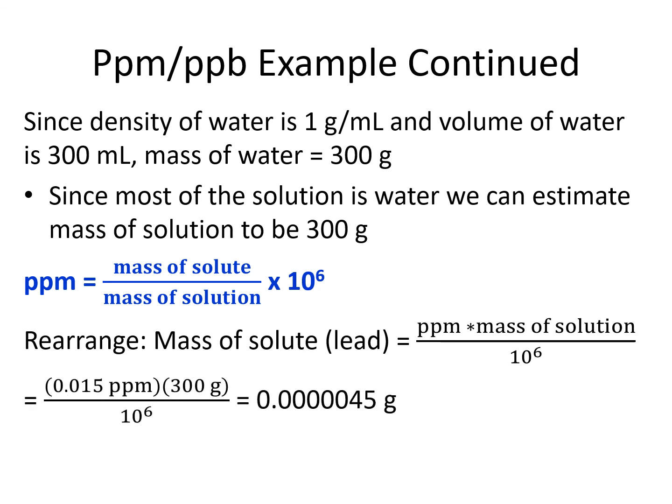We plug in our 0.015 parts per million, which we solved for earlier, times our 300 grams of the water, which is our mass of the solution, and divide by our 10 to the 6th. And that gives us 0.000045 grams. What we really want is micrograms though, so we're going to change it into micrograms by dividing by 10 to the minus 6, and that gives us 4.5 micrograms of lead that would be in that 1 cup of tap water.